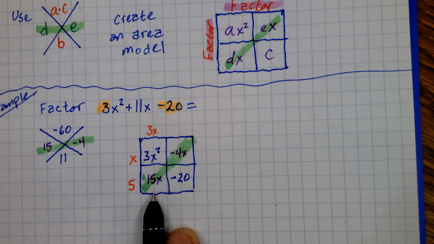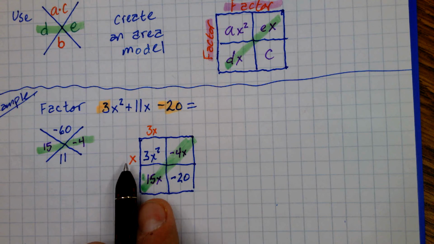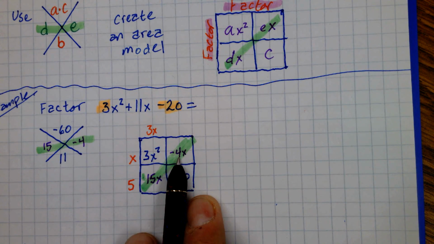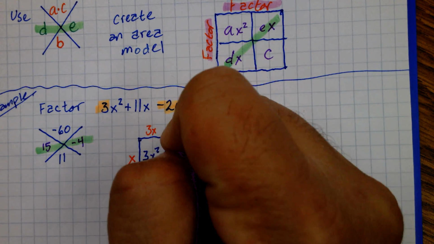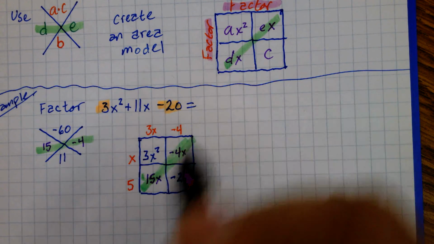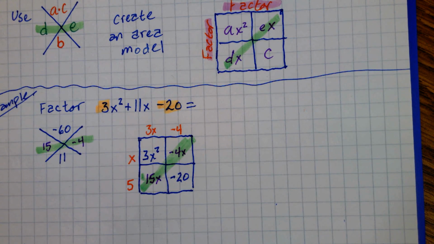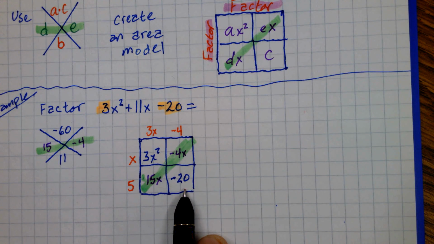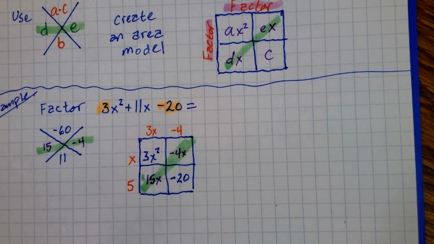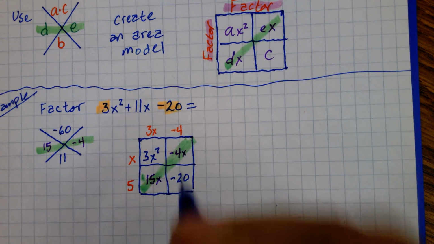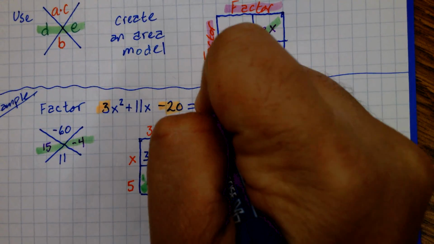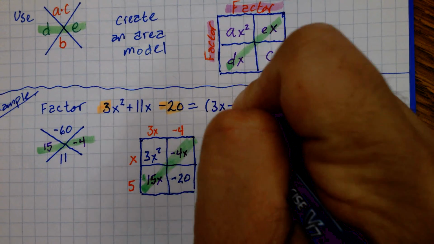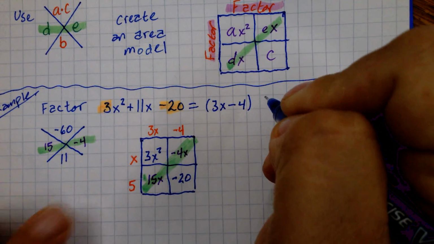I got that right. I'm going to do the same thing here. x times something is negative 4x. Negative 4. And now I can check it, right? 5 times negative 4 is negative 20. So it all works out. So basically, my two factors that I need are 3x take away 4 and x plus 5.